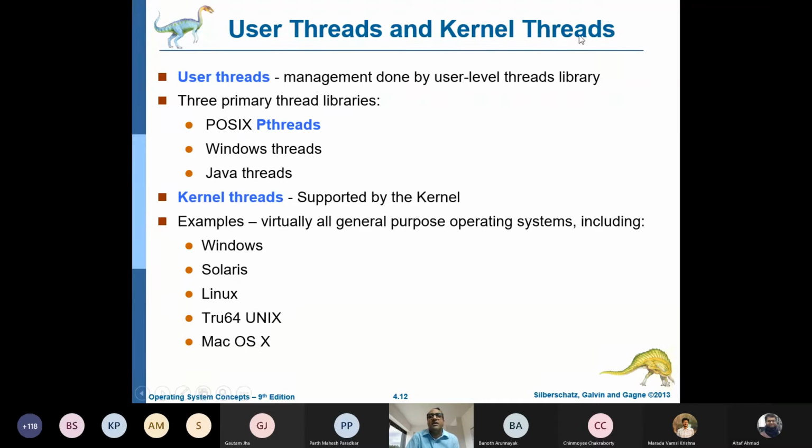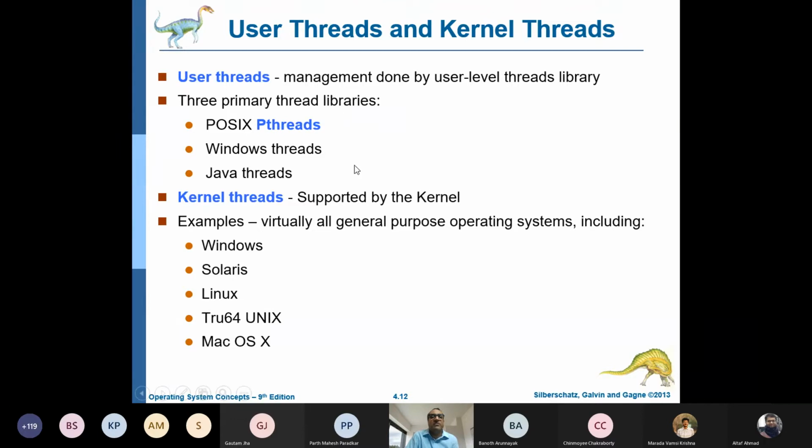So user threads are the threads supported in user space, and kernel threads are the threads offered by the operating system to take advantage of multi-core systems. The management of user threads is done by user-level thread libraries. These thread libraries support the user threads, that is, their creation, management, scheduling, and so on.